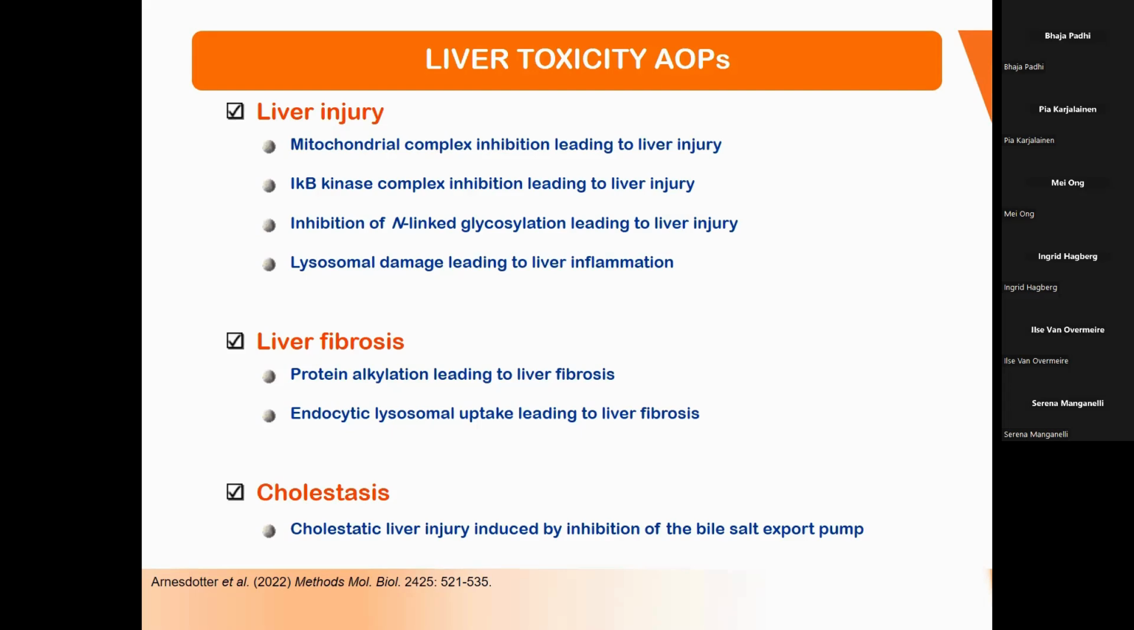I listed a couple of them on this, but also on the next slide. But the message for now is that there is at least one AOP in the AOP wiki that mechanistically describes one of the different types of liver toxicity that we shortly discussed on the previous slide. So acute liver injury, there are two for liver fibrosis. There is still only one for cholestasis, and I'm proud of this because this is the work of my own team in Brussels.